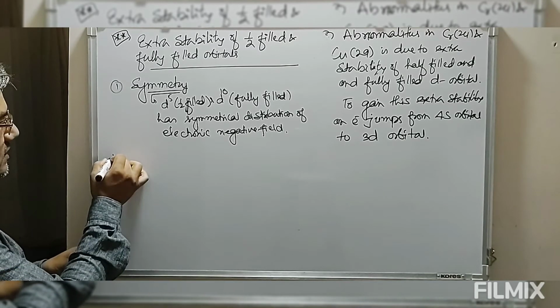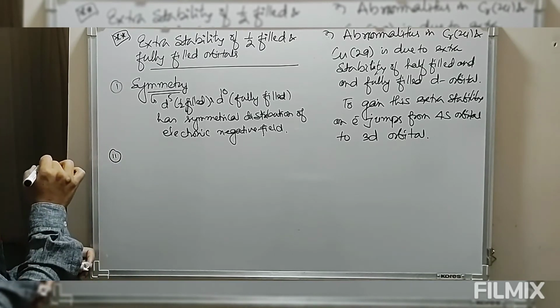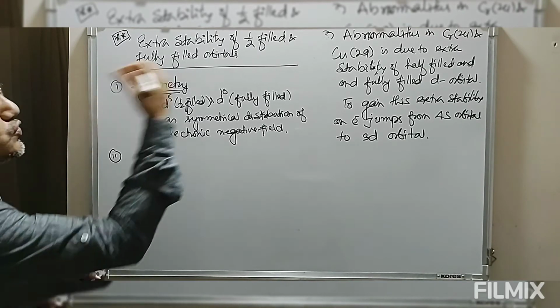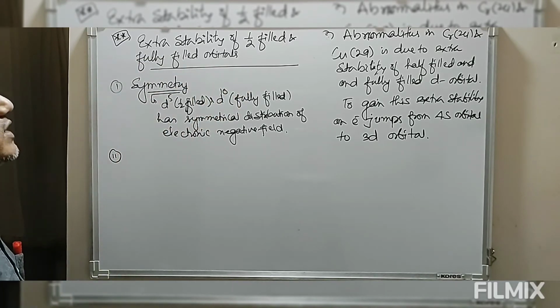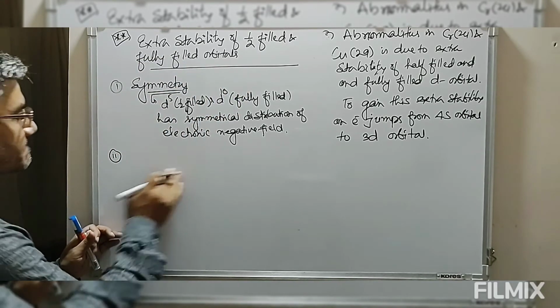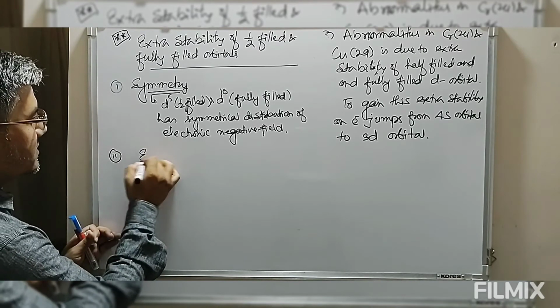Then the second concept which is used to explain the extra stability of half filled and fully filled orbitals is exchange energy.